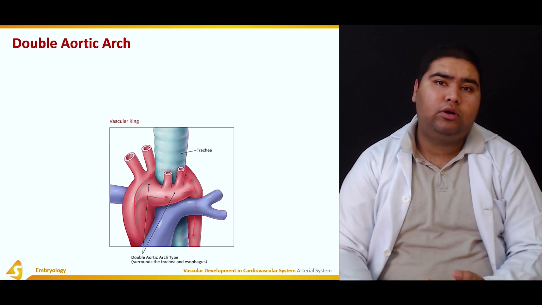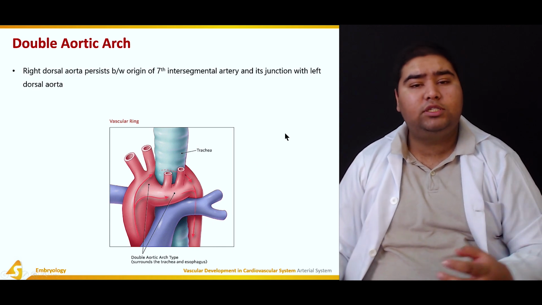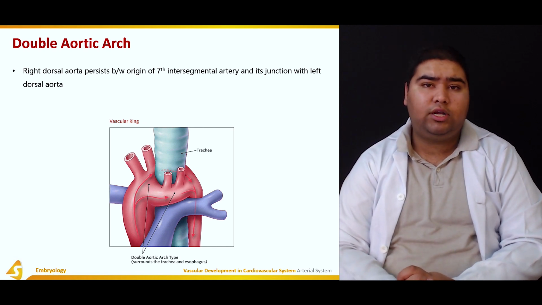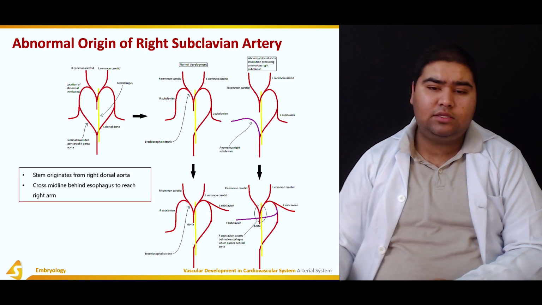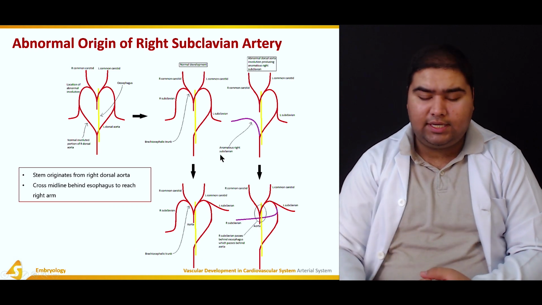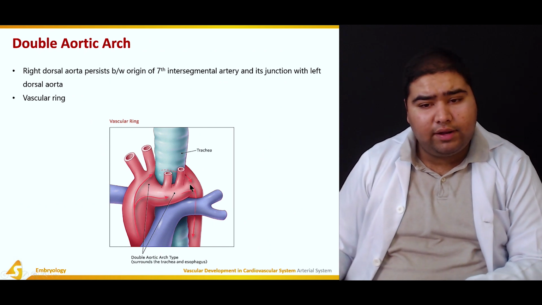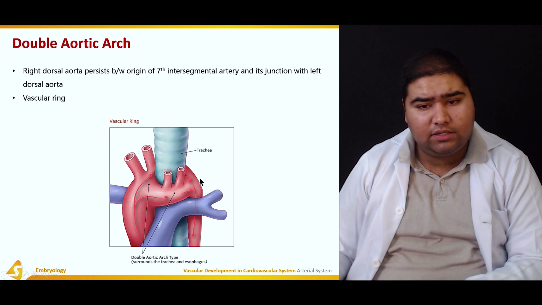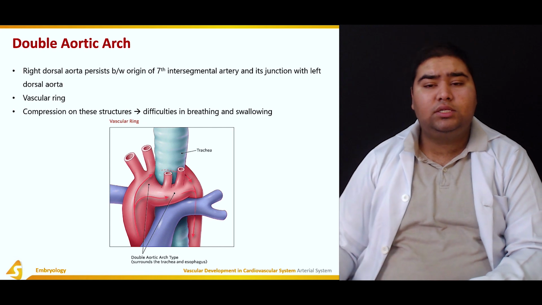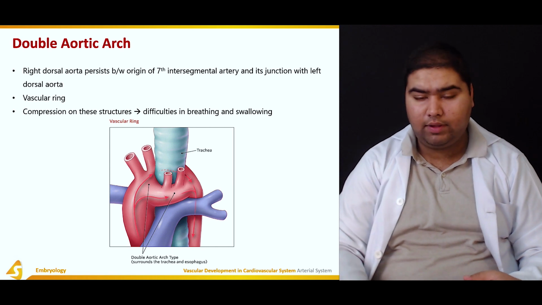Moving on, the double aortic arch. So what happens in this condition? The right dorsal aorta between the origin of seventh intersegmental and its junction with the left dorsal aorta persists. Again, there is persistence of this segment of the right dorsal aorta. So it results in the formation of a ring. Here you can see a vascular ring is formed around the trachea, and now this ring may compress on the structures and may result in difficulty in breathing and or swallowing.